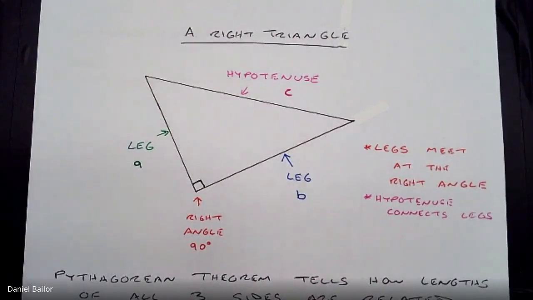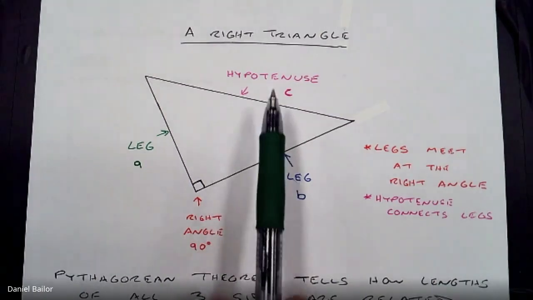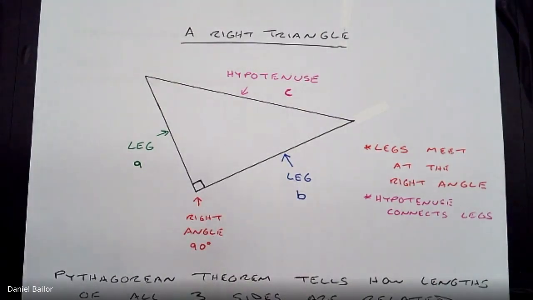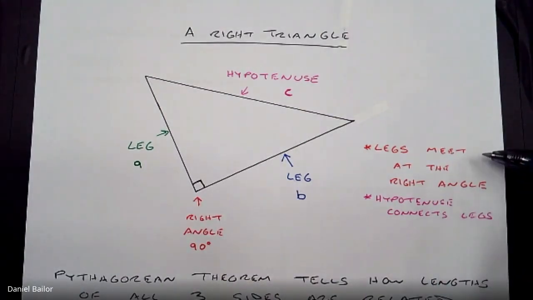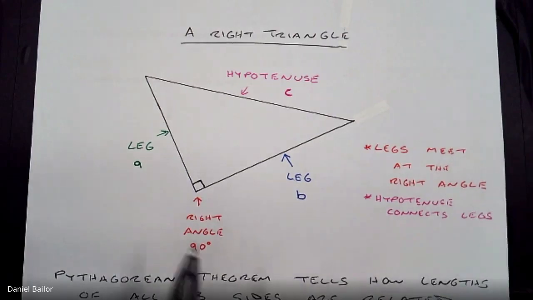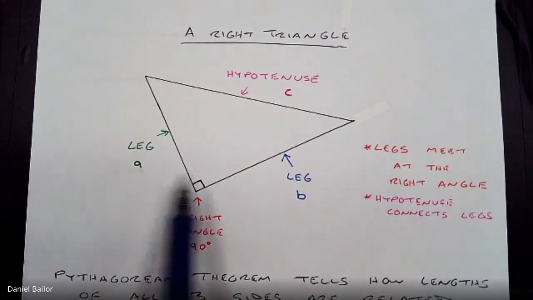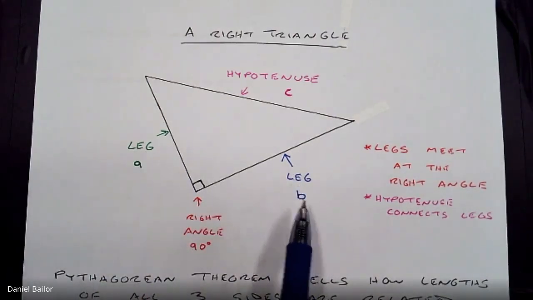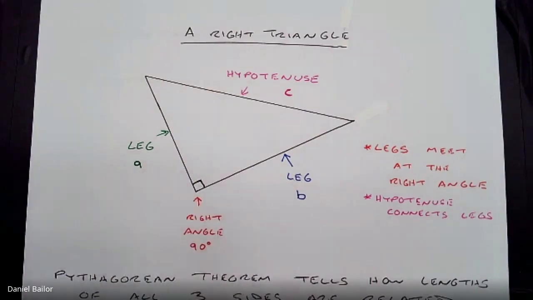A lot of students get confused about what are the legs and what is the third one, the hypotenuse. You need to remember that right over here, I wrote it down in the notes, and you should copy it also. The legs meet at the right angle. So this is leg A, this is leg B. A and B are for the legs. You need to remember that.